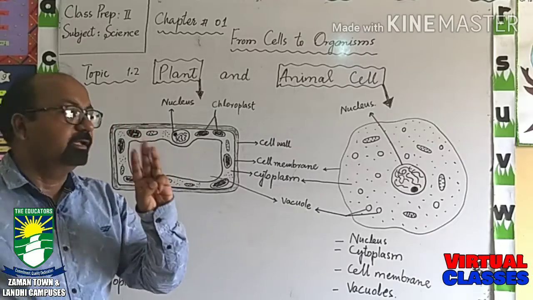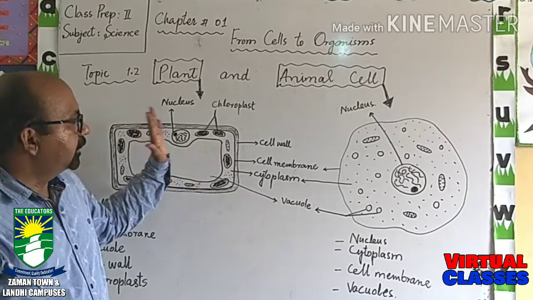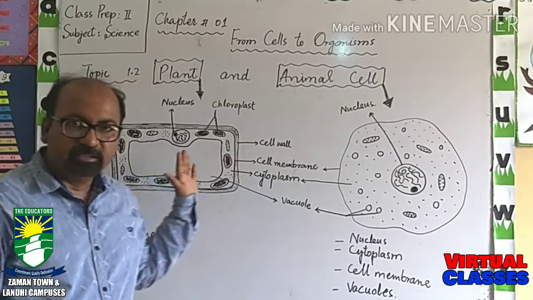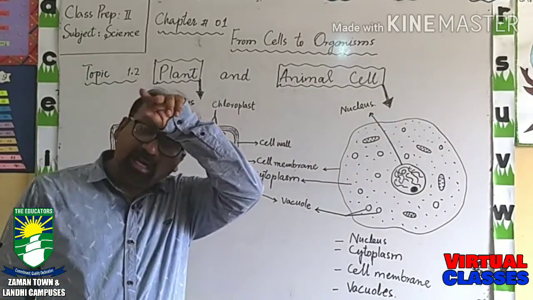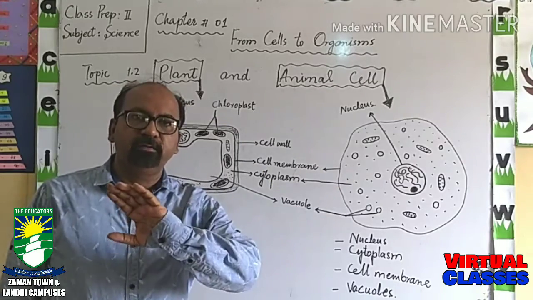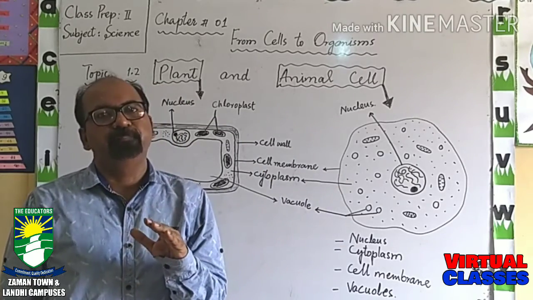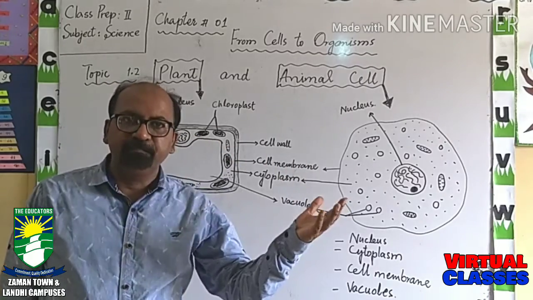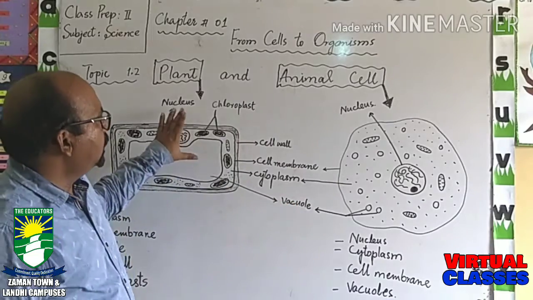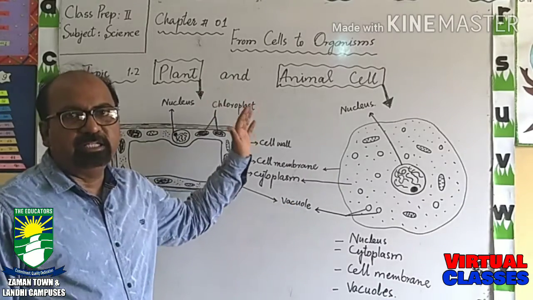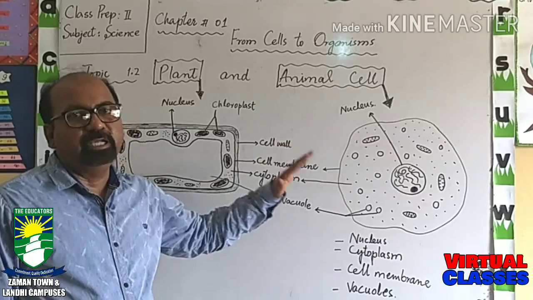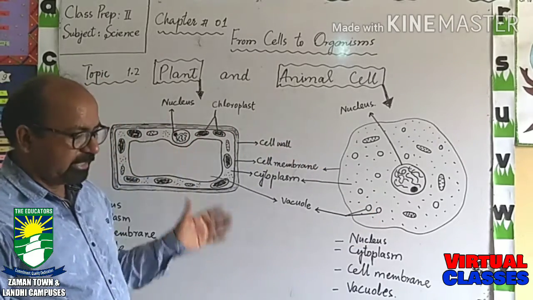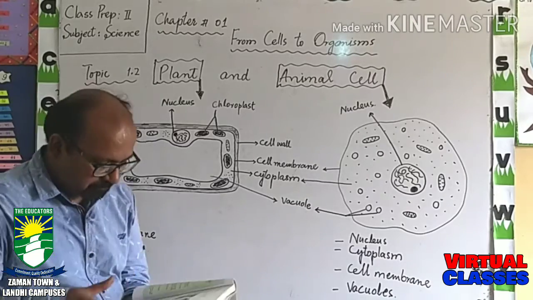But the third thing: first we have seen the differences, second we have seen the similarities, and if the question comes to compare plant and animal cell, how can you give the answer? In the comparison, you will tell all the similarities. First you will tell the similarities and then you will tell the differences, and this will be the comparison of plant cell and animal cell.